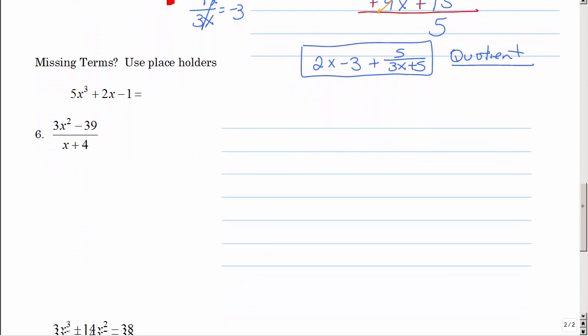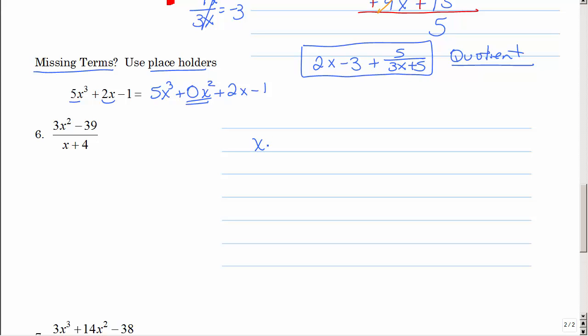Now it's going to get a little harder because sometimes we have missing terms. Not everything is in standard form. It gets a little tricky, so we have to use placeholders. Do you see how we have 5x cubed, but it skips to 2x? So this is really 5x cubed plus 0x squared plus 2x minus 1. That is a placeholder. We don't have any x squared, so I want to hold its place because in long division everything needs to line up.